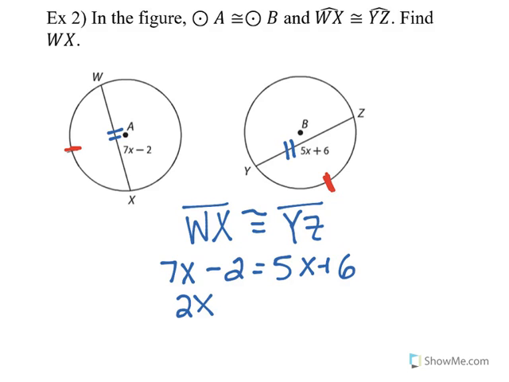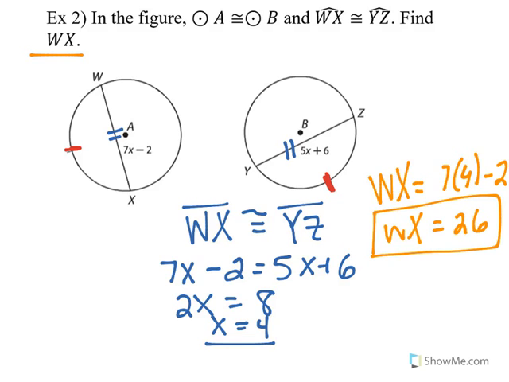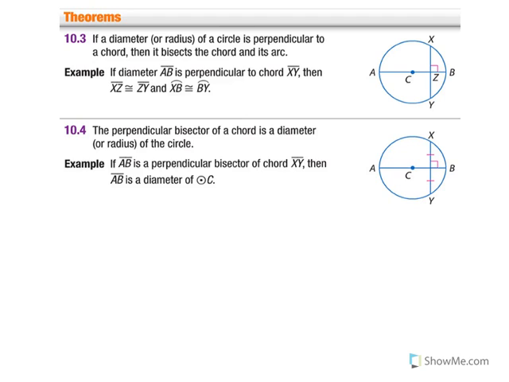I'll solve this by subtracting 5x over and adding 2 to the other side, so x is going to equal 4. But we are not finding x. If you look at the problem, we are finding WX. So WX is going to be equal to, in this case, 7 times 4 minus 2. So WX will equal 26. And it didn't matter here if you plugged into WX or YZ, because they were both equal, you should still get 26. That's a good way to check yourself. Okay, let's move on.